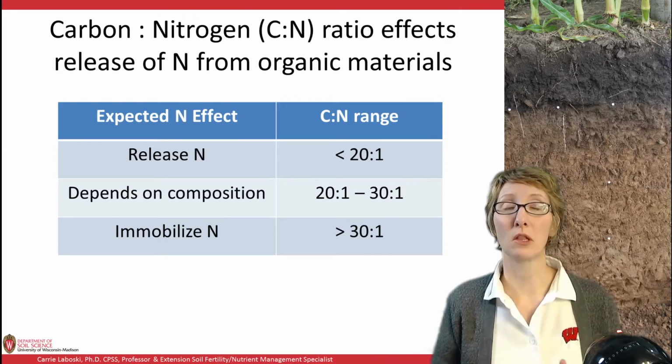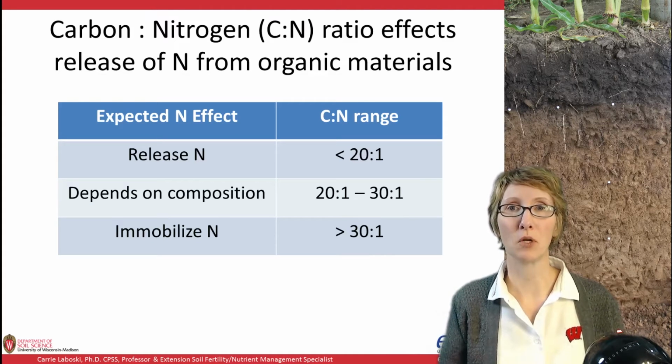Now, when we look at organic matter mineralizing in the soil, we need to keep in mind the carbon to nitrogen ratio of that material, and it influences whether additional nitrogen will be mineralized or released versus immobilized or fixed within the organic matter. So when we see a carbon to nitrogen ratio of less than 20 to 1, we can typically expect that it's going to release nitrogen. When the C to N ratio is greater than 30 to 1, it's probably going to immobilize N.